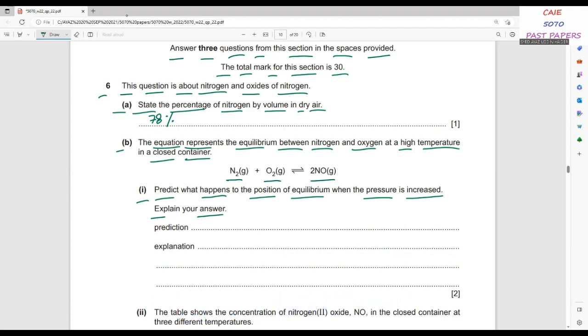So if you count the number of moles, on the reactant side it is 1 plus 1, which will be 2, and on the product side, again 2. So the number of moles are same on both the sides, so there will be no effect on the position of equilibrium. No effect. And the reason will be simple: same number of moles of gases on each side of the equation.